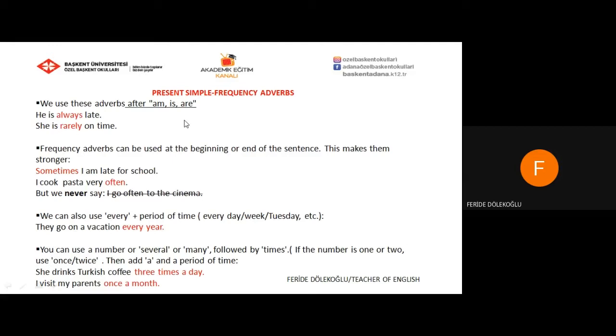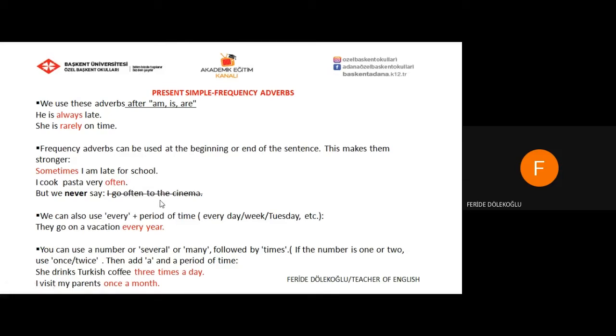Frequency adverbs can be used at the beginning or end of the sentence. This makes them stronger. Sometimes I am late for school. You can also say, I am sometimes late for school. I cook pasta very often. But we never say, I go often to the cinema. So you can use the frequency adverbs at the beginning or end of the sentence or after the subject, but you can't use them after verbs.